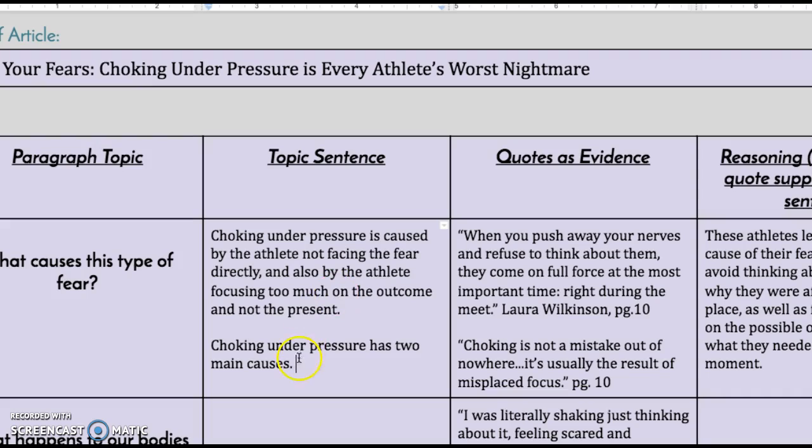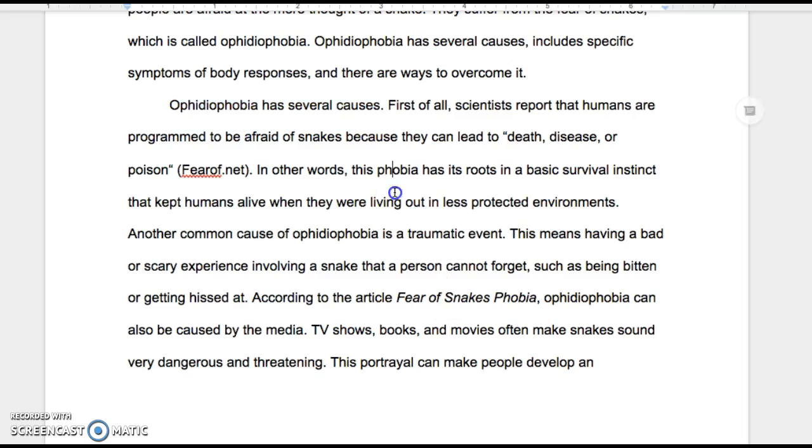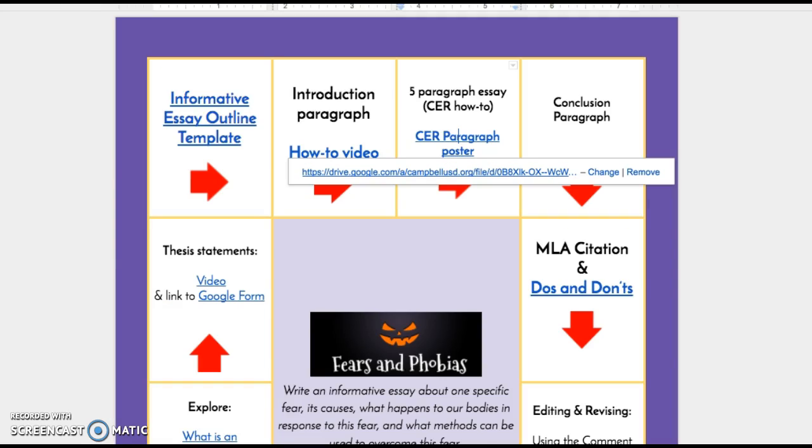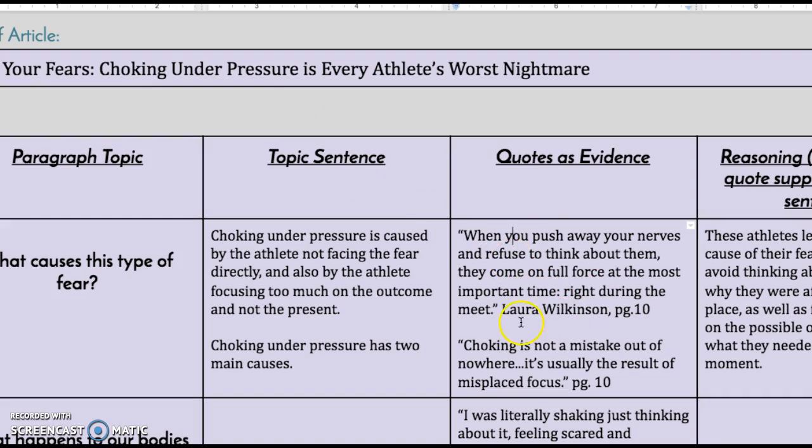And you can't just go from this sentence to a quote. You've got to have some transition words in between. If we look at the sample essay, you can see she included, first of all, scientists report that humans are programmed, blah, blah, blah, blah. And then she included the quote. So you as a writer have to include those transition words to set up your quote to make it make sense. If it's a person speaking, that's really easy because you can say, in the article, Choking Under Pressure, Every Athlete's Worst Nightmare, Laura Wilkinson said, blah, blah, blah, blah.